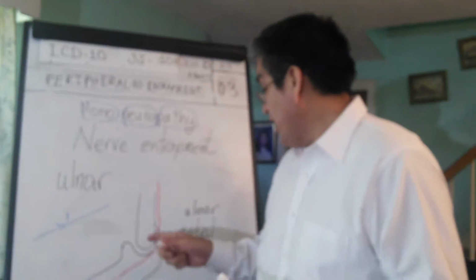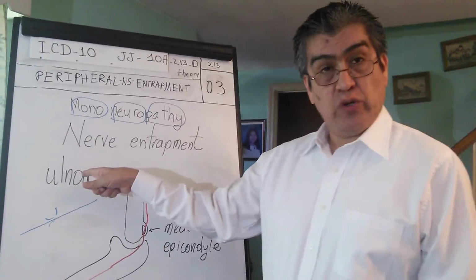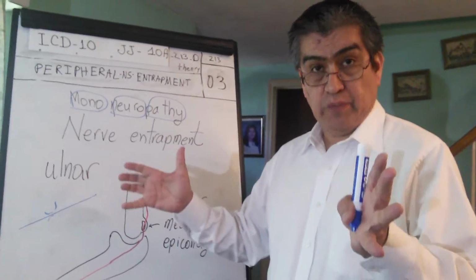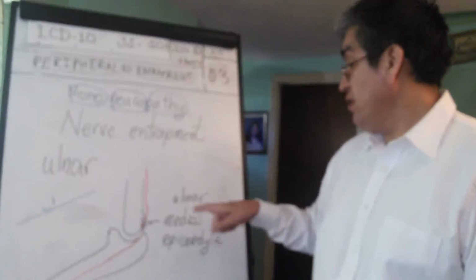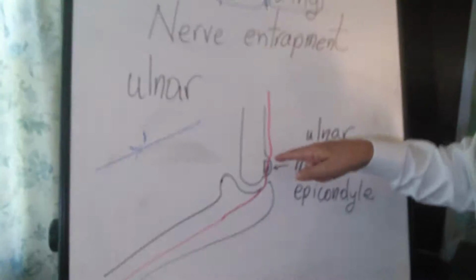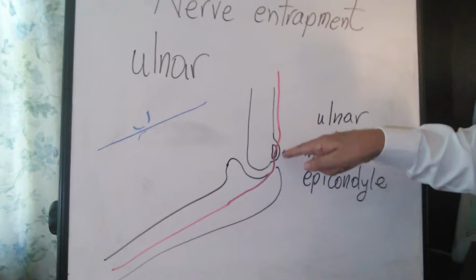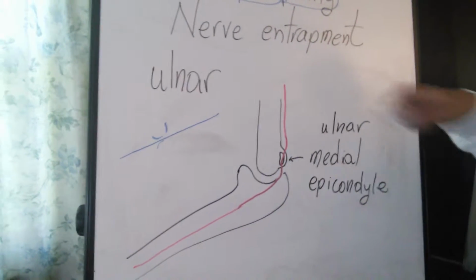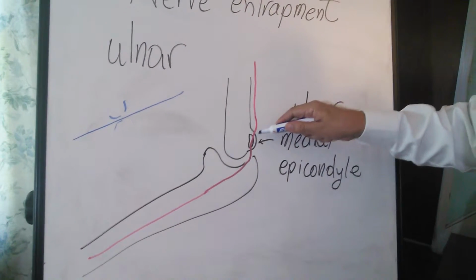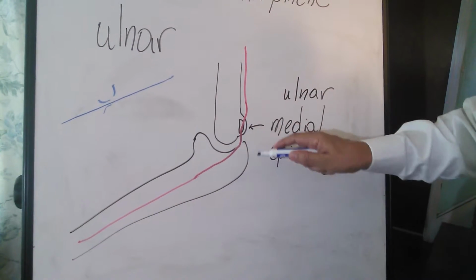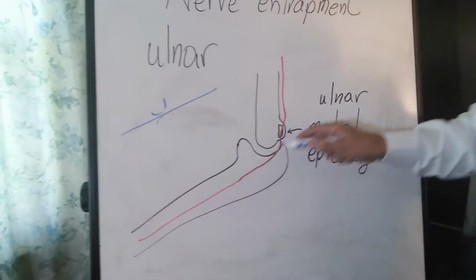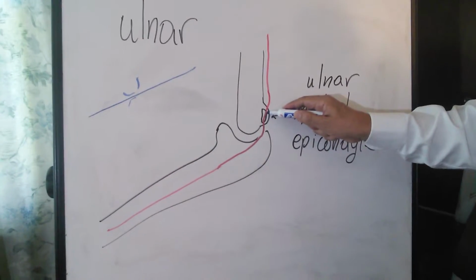Now, the one we're going to study is the ulnar. You know what ulnar is? A little terminology. Ulnar means elbow. Okay, so the ulnar medial epicondyle, which is more or less like this. It's not exactly like this, but it's a little prominence here. And the nerve comes this way. The nerve is the red thing. It comes this way, and then it goes here through the ulnar medial epicondyle and continues into the arm and the hand, right? But here is where there's a problem.